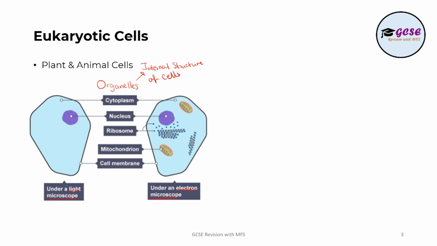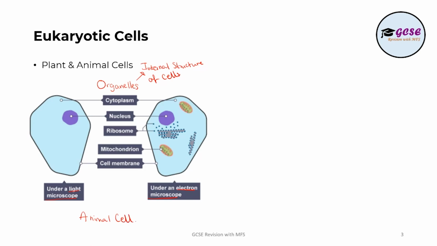So we've got the cytoplasm. I'll explain these organelles in a bit more detail on the next slide. We've got the cytoplasm, we've got the nucleus, we've got the ribosomes, the mitochondria, and the cell membrane. Okay, and this is an example of a classic animal cell.